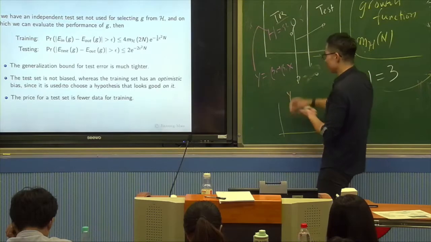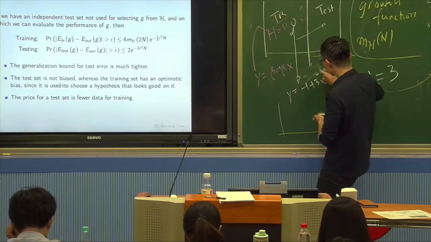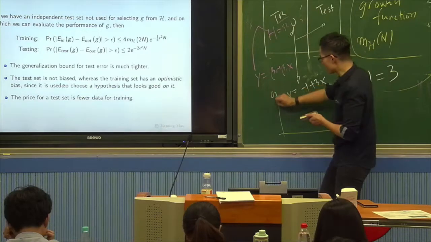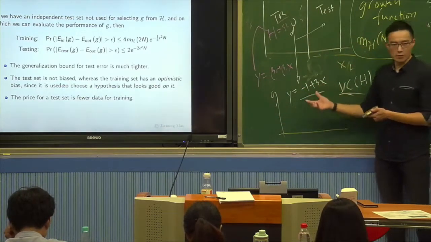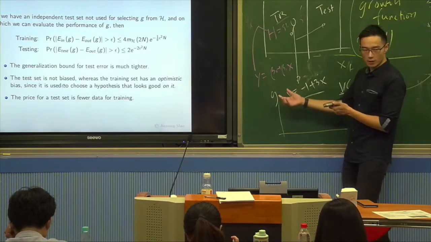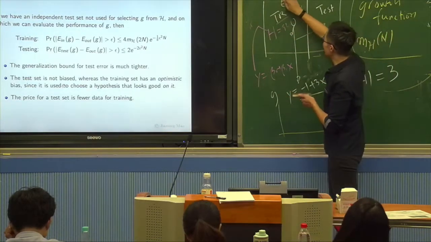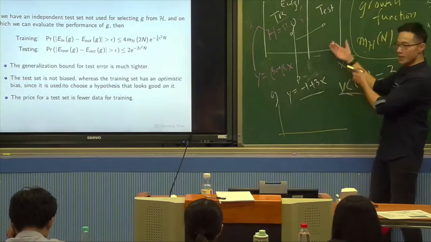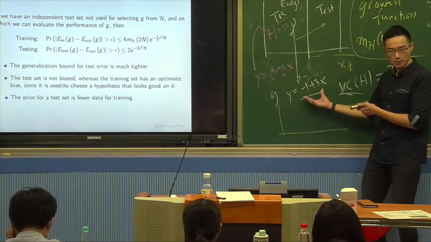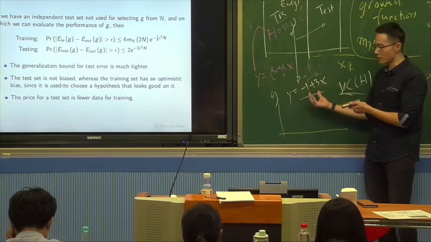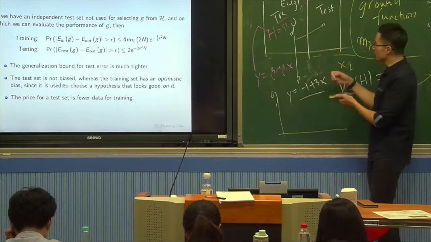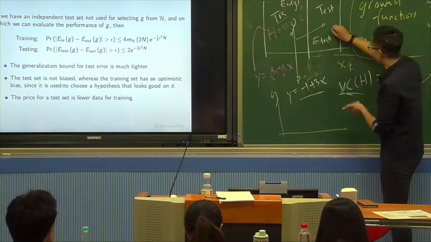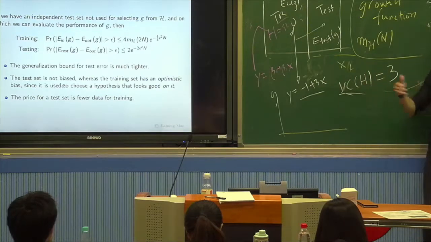So what is g? Let me just give you something. Suppose minus 1 plus 3x. Suppose this is the optimal hypothesis we pick from the H, and this is our g. Now the problem is, what is the error made by g? I can calculate the error of g on the training data, which will give me E in g. Now I can also bring this g to the test data and calculate how well it can be used to predict y in the test data. If I do that, it will give me an error I will call E test, the test error of g.